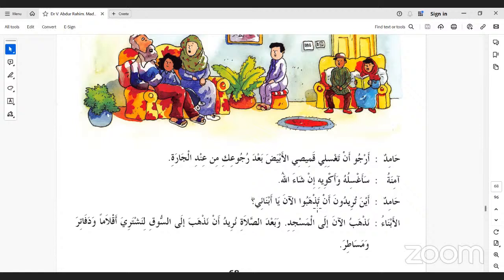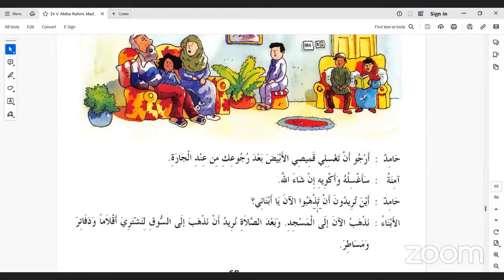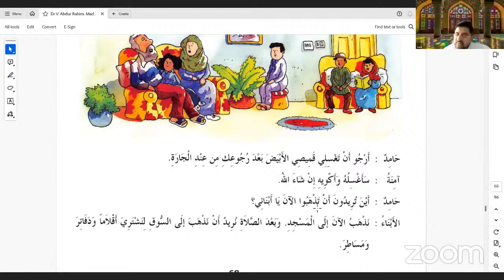Where do they want to go? Oh my son. Yeah, that's fine. You can say that, but when you're the third person, aina yuriduna an yadhhabu al-an. That's enough. Ya abnai is the person in front of you. They're not in front of you, they're the third person. Okay, brilliant. Change that now to plural feminine.